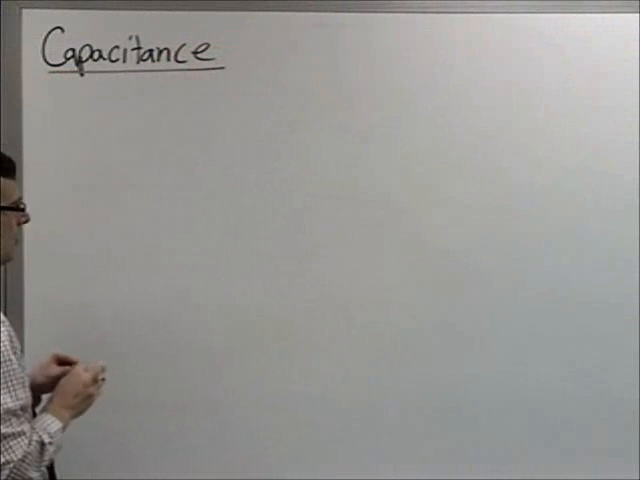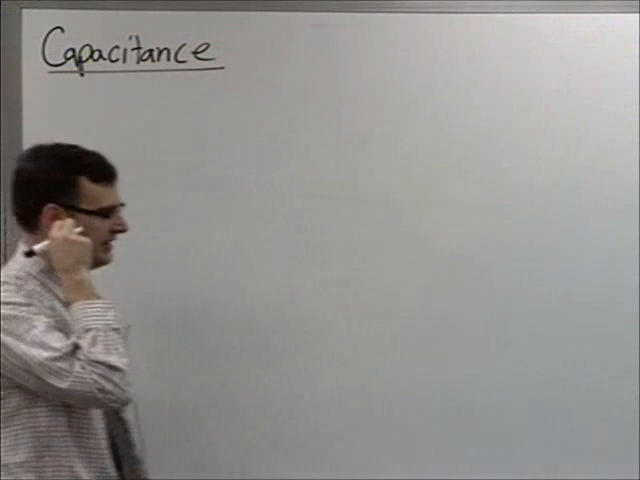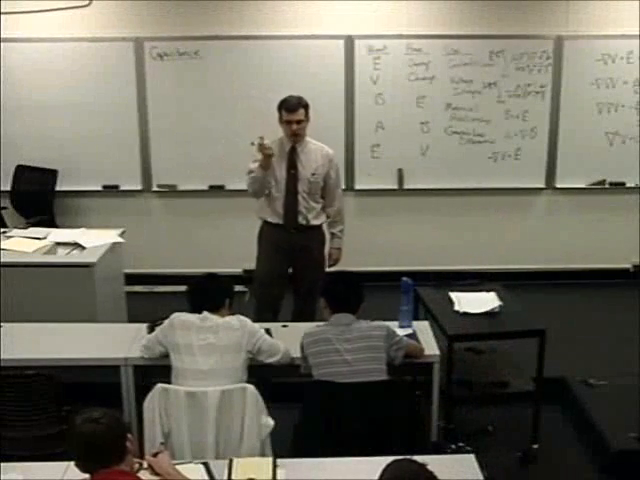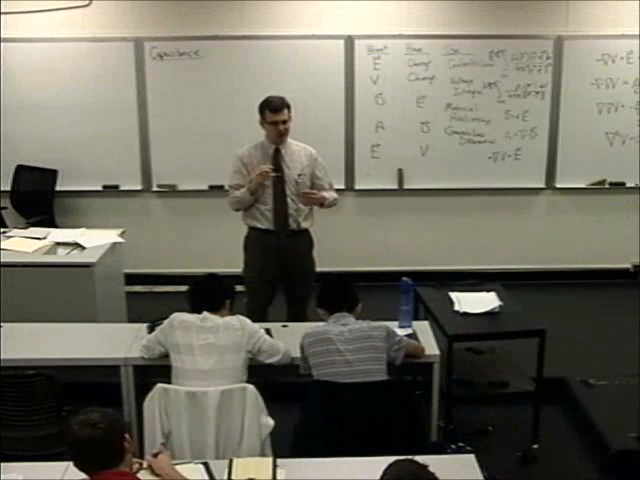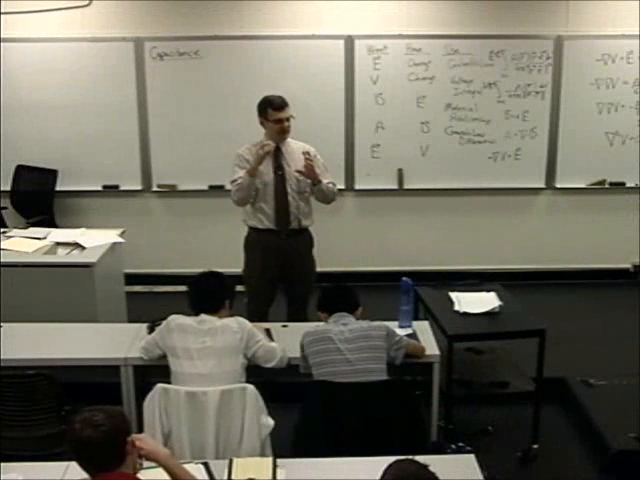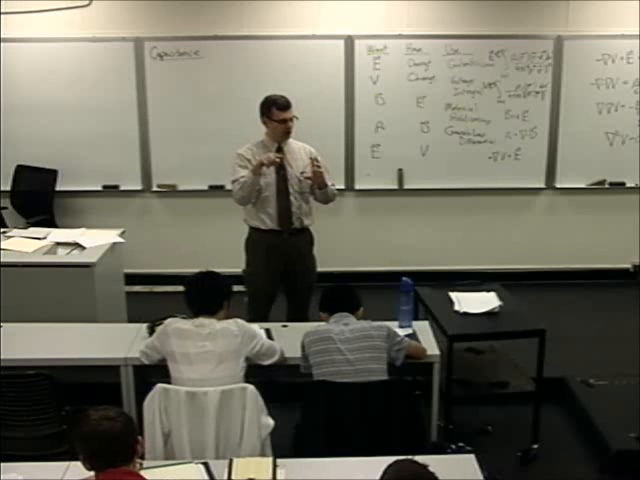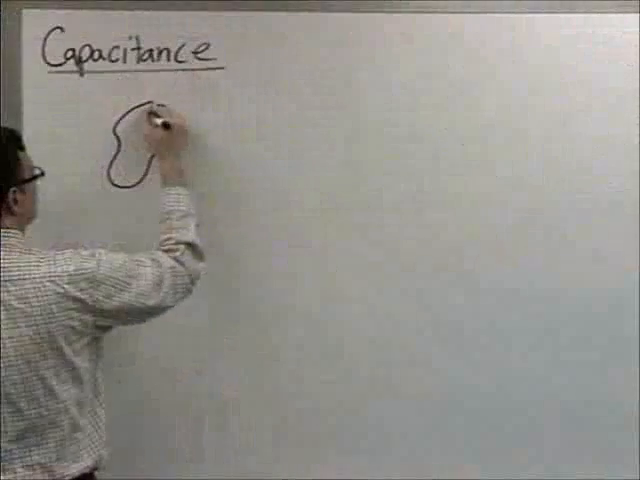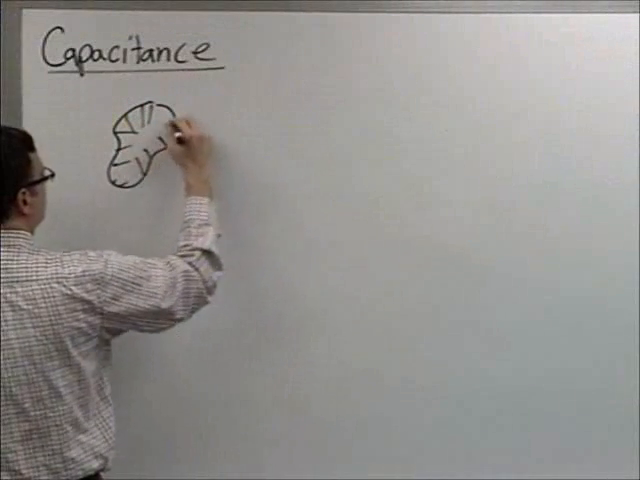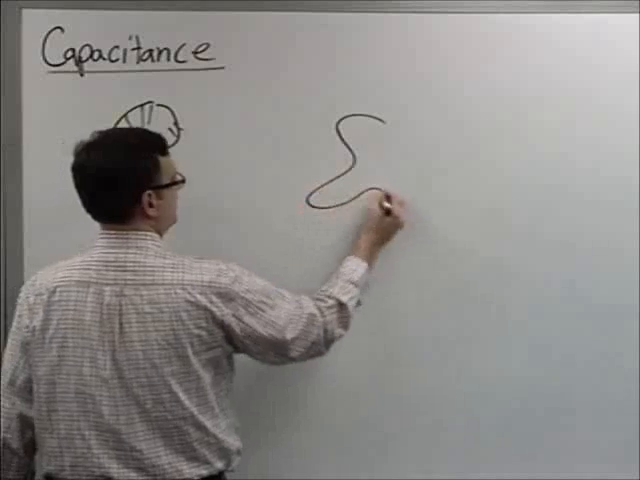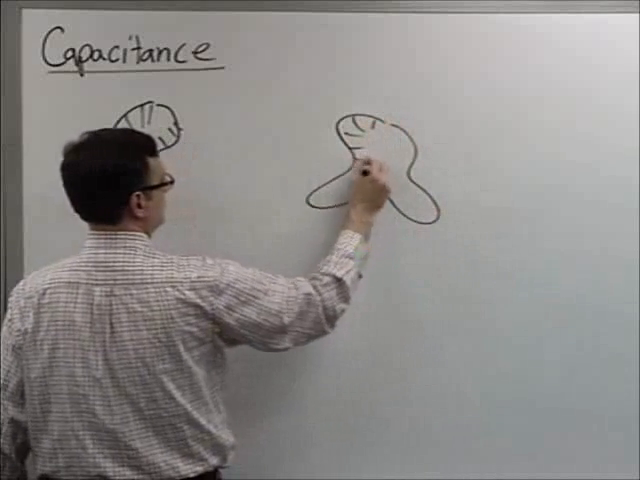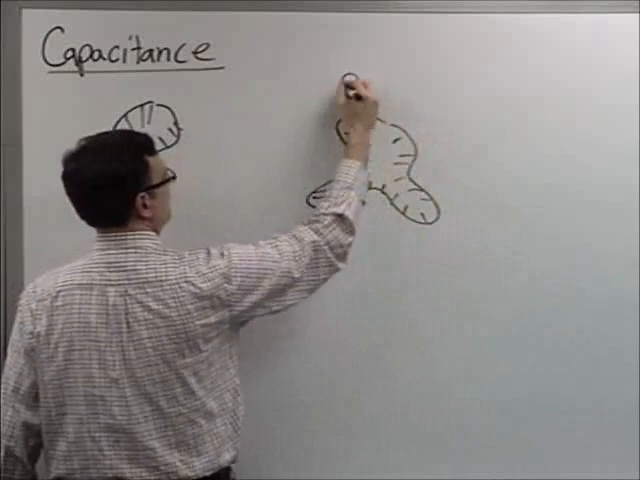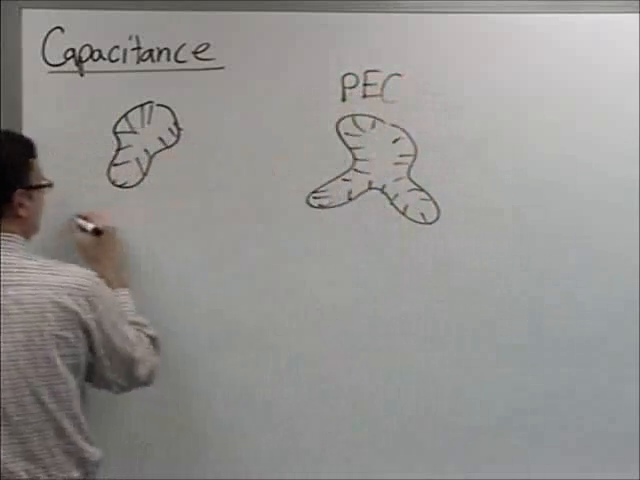Capacitance. What is it? Capacitance is kind of like voltage in the sense that it's always measured between two points in space, usually two conductors, because a conductor is at the same potential all around its structure. So for example, if I had a piece of metal like this, and I had another piece of metal like this, is what we like to call a PEC, perfect electric conductor.